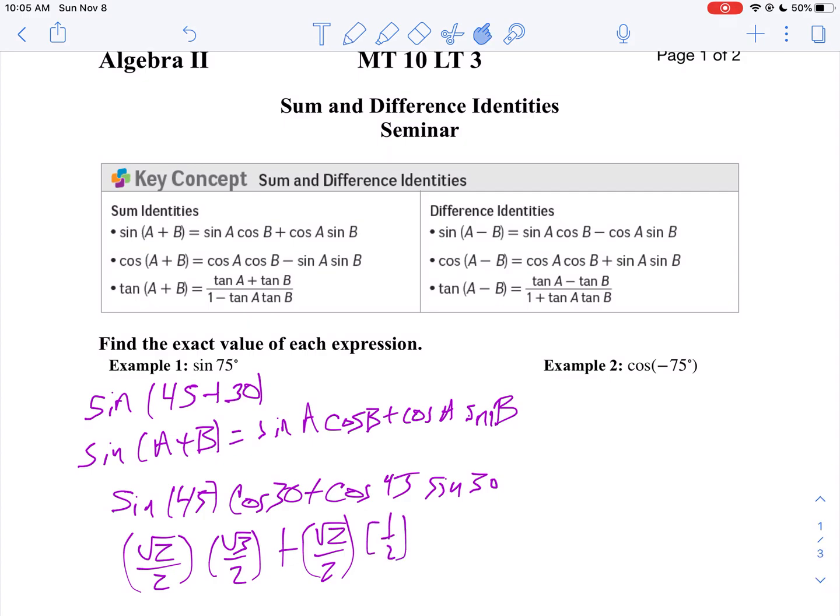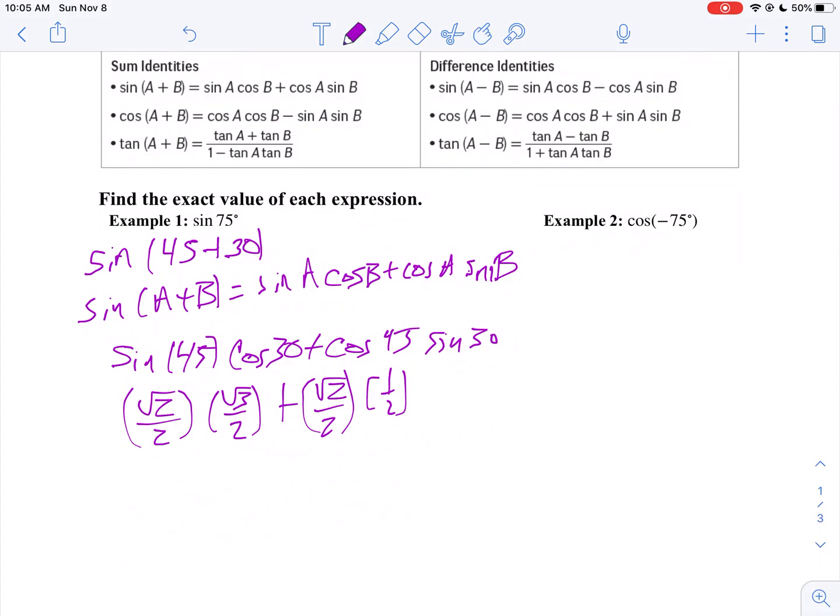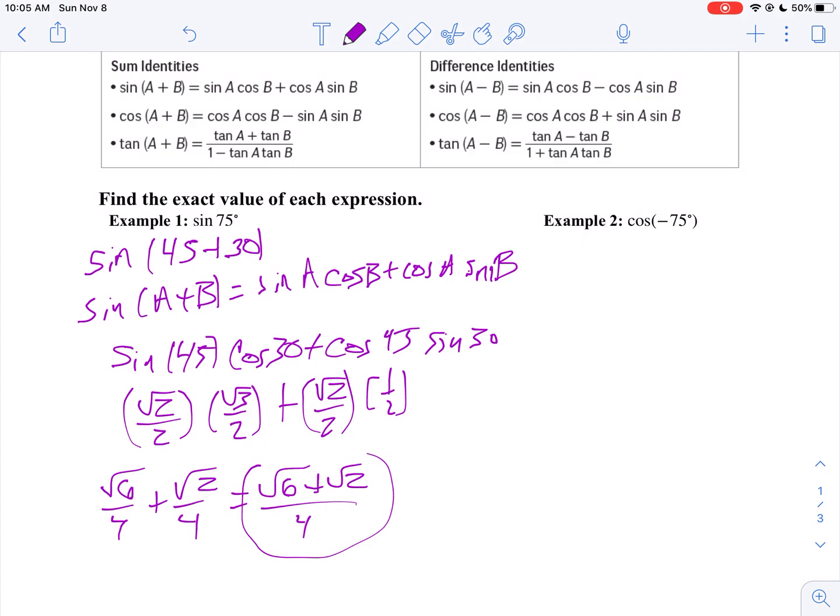So we can simplify that a tad. So we're going to get the square root of 6 over 4 plus the square root of 2 over 4, which a lot of times we'll write as the square root of 6 plus the square root of 2 all over 4, just a common denominator.